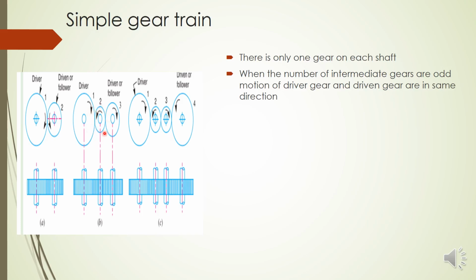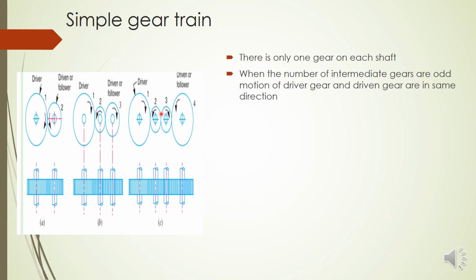So we are using one intermediate gear, which is an odd number. You can see here the rotation of this driver and driven gear is clockwise, so they are in the same direction. But what about the first one and third one? Here there is no intermediate gear, 0. But here we have two intermediate gears, another even number.